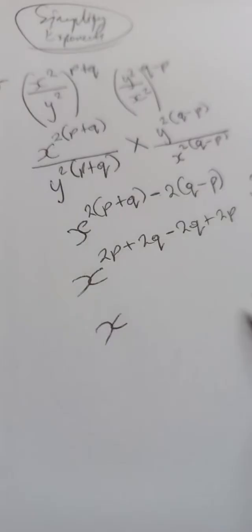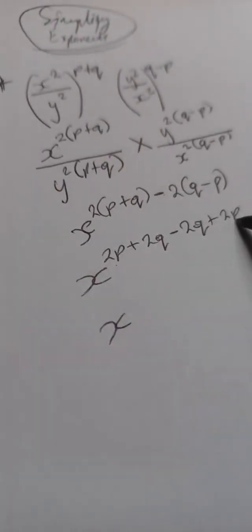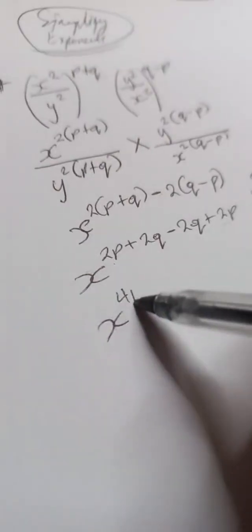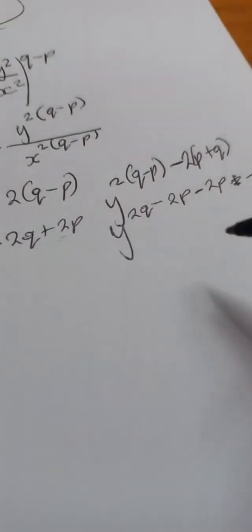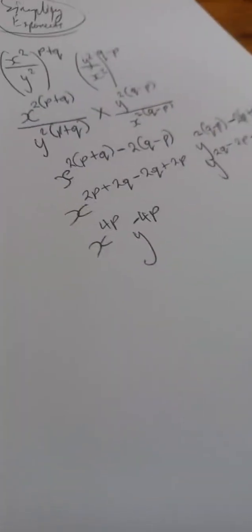We simplify here. It's going to be x, 2p plus 2p is 4p, right? 2q minus 2q is 0, so it's done. I hope we are together. From there, we go for y. 2q minus 2q is 0, negative 2p minus 2p is negative 4p. So we come here, it's going to be negative 4p.